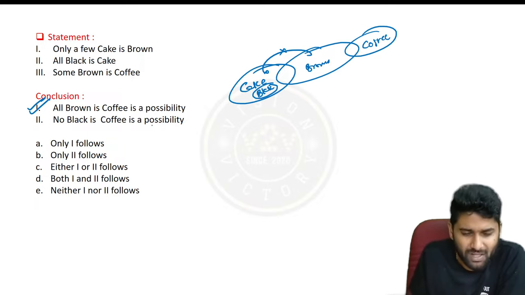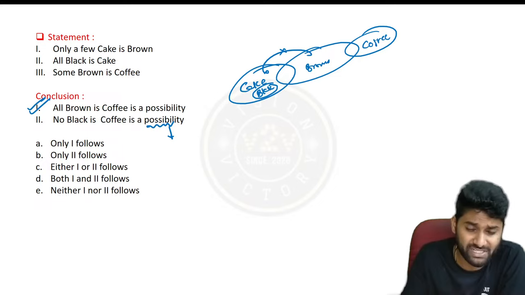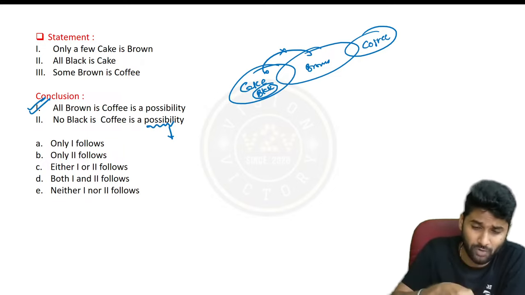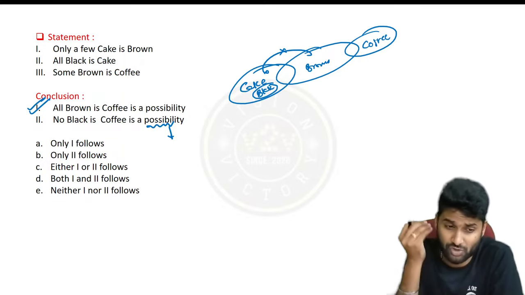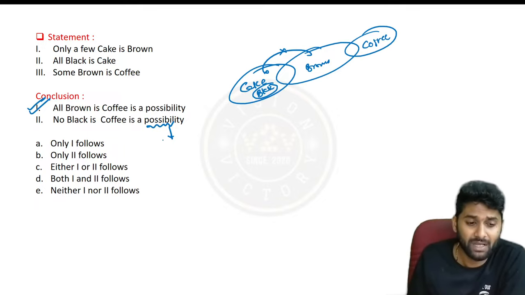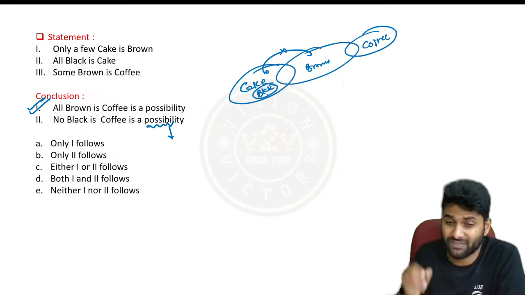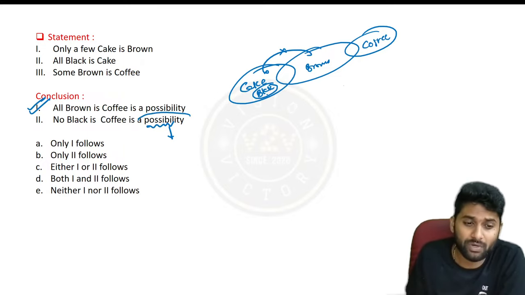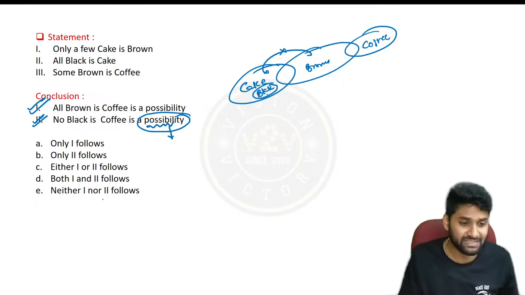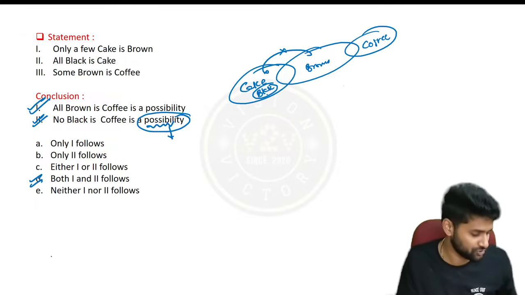Guys, first of all, let me tell you one more point. If you assume any relation, you can place one object into any other object. Possibilities are always valid. Remember that. It says that "no black is coffee" is a possibility. We can assume black into the coffee. Of course, we can assume black can be a coffee, and coffee can be a black. If you're done with the assumption, possibility is always valid. That's why your option must be both one and two.